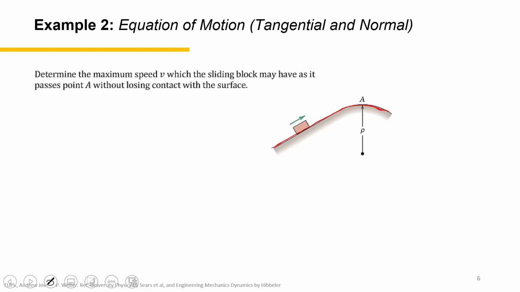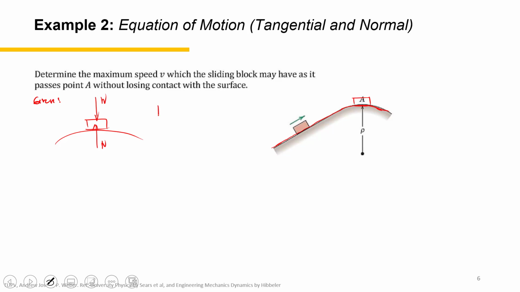So the question is, after the block has arrived at point A, what should be its maximum speed so that it will not lose contact at point A? So if we draw a free body diagram as part of the given, let's say this is our object. We have a weight going downward, and since there is a surface, then there must be a normal force.